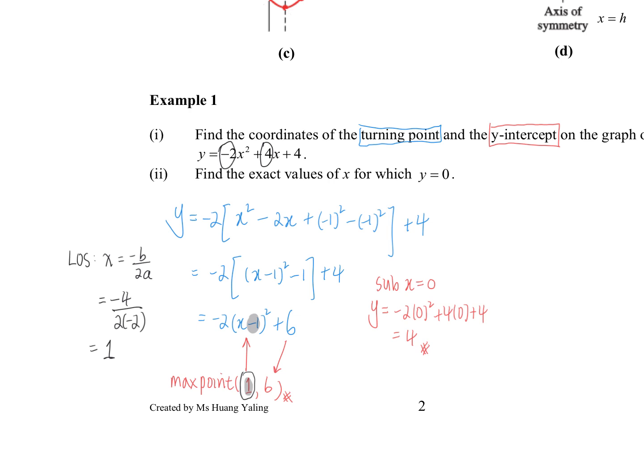Once you get the line of symmetry value for x, you can sub this value into the equation. So it will also give you 6. So from these two, it gives you your turning point. So if you are worried about your completed square form, whether it is correct or not correct, you can always double check by using this to do a quick check.